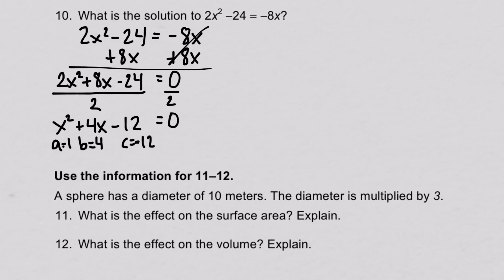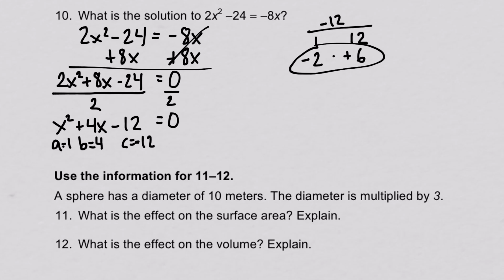So to try to factor, I'm going to multiply a times c, which is negative 12. And I'm going to try to find the factors of negative 12. What makes negative 12? 1 and 12, but there's no way that that's going to give me a 4. 2 and 6, that might work because I want a negative 12 and I want a positive 4. If I make this one positive and this one negative, that should work. Negative 2 times positive 6 gives me negative 12, and negative 2 plus 6 gives me 4. Those are the two that I want.